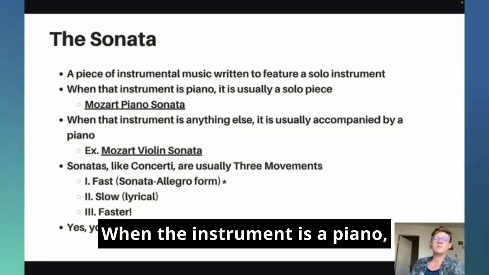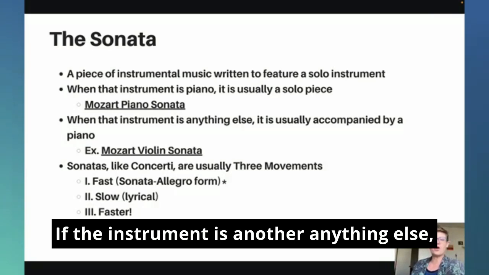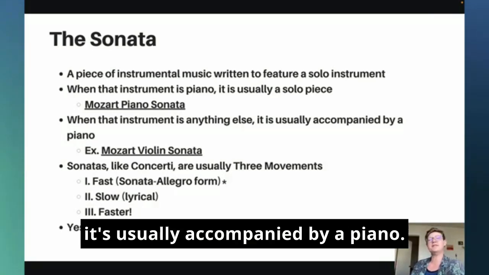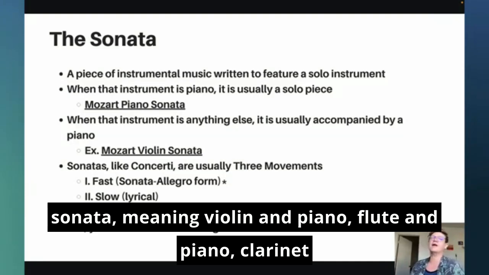When that instrument is a piano, it's usually a solo piece. If the instrument is anything else, it's usually accompanied by a piano. So a violin sonata, a flute sonata, a clarinet sonata, meaning violin and piano, flute and piano, clarinet and piano.